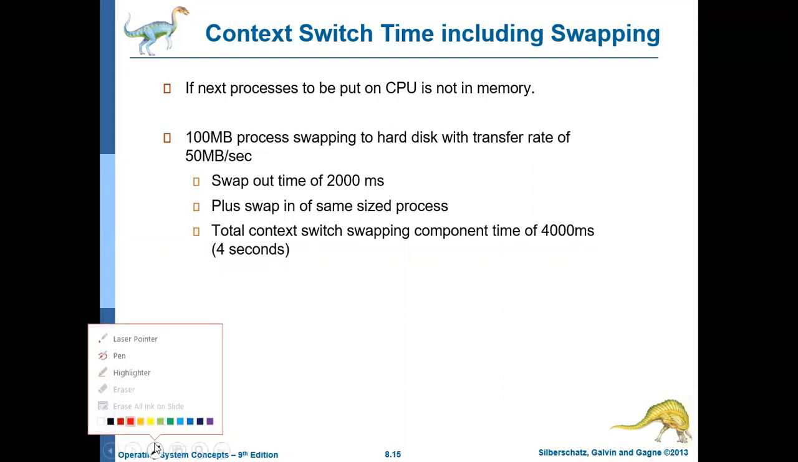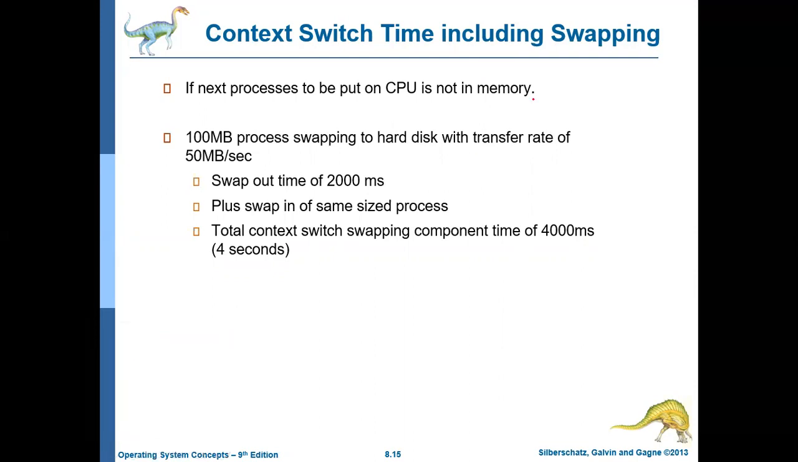I think it's clear. So we have the ready queue. The ready queue will have the list of processes like process 1, process 2, process 3, all those things. And then the dispatcher will come and check whether a particular process is available or not.